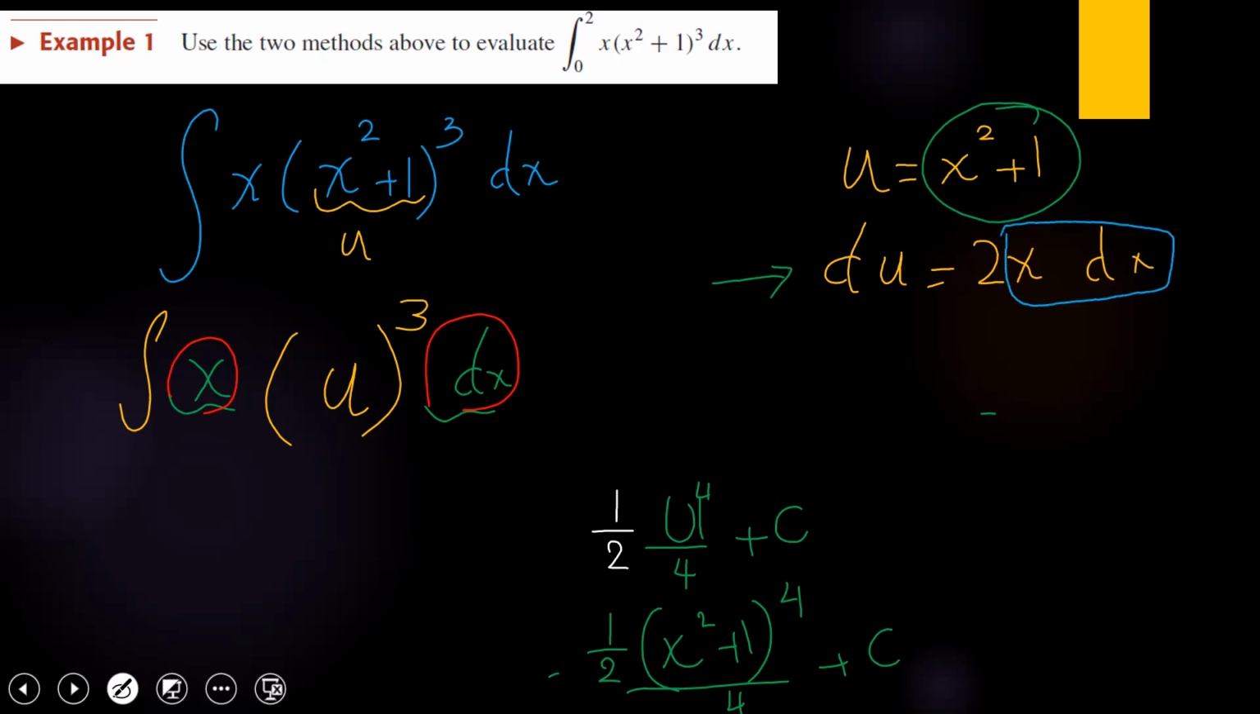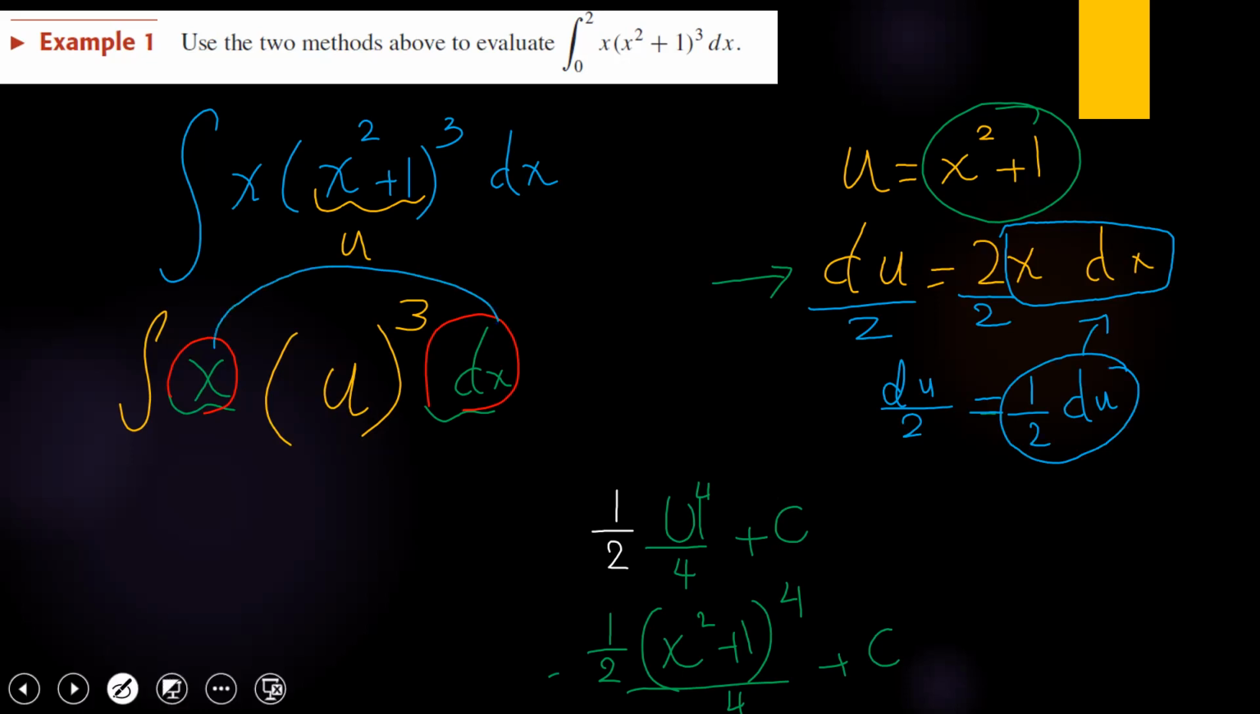So they told me, okay, divide both terms by 2. So you have du over 2, or you can say half du. Half du equals x dx. Then you will evaluate x dx or substitute x dx with half du. Is it clear now? Yes, teacher, thank you.